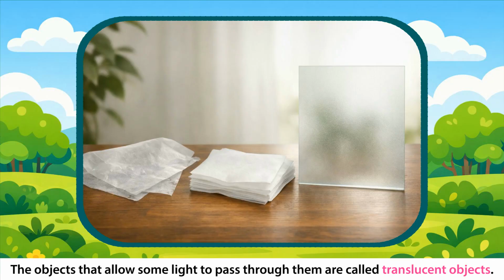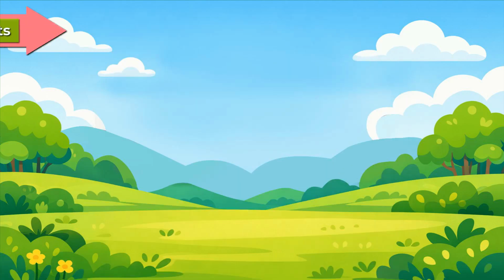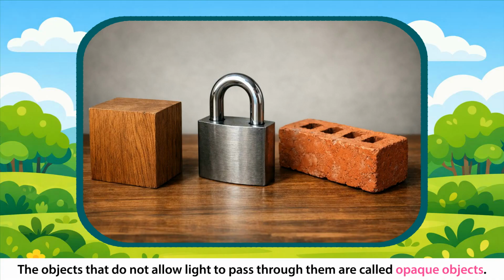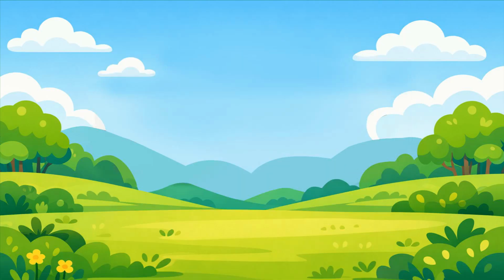Translucent objects. The objects that allow some light to pass through them are called translucent objects. For example, butter paper, tissue paper, and frosted glass. Opaque objects. The objects that do not allow light to pass through them are called opaque objects. For example, wood, metal, and brick.